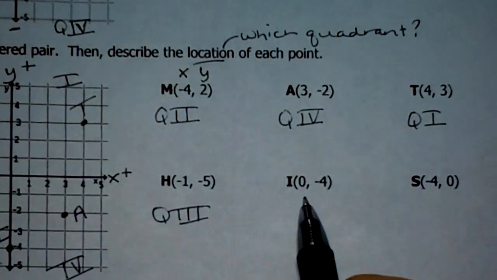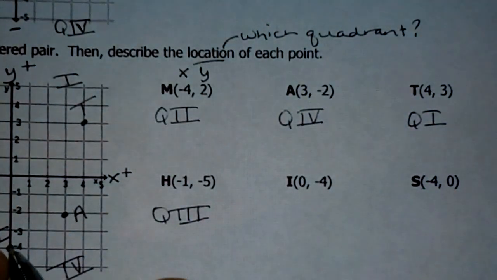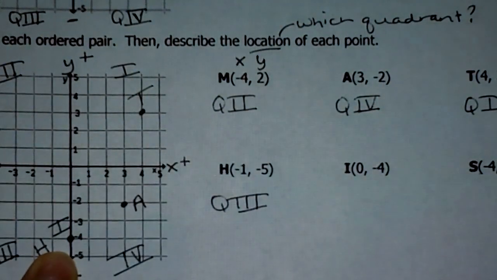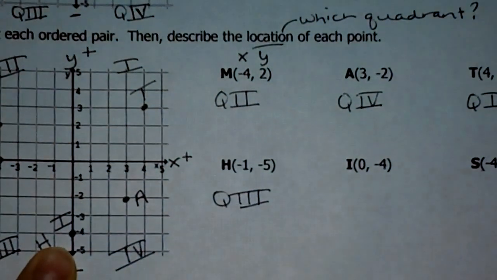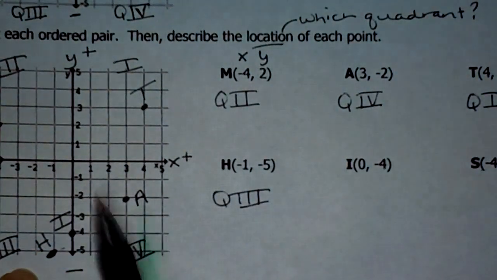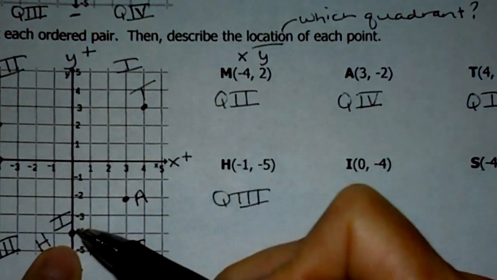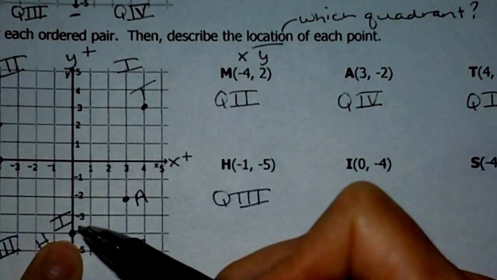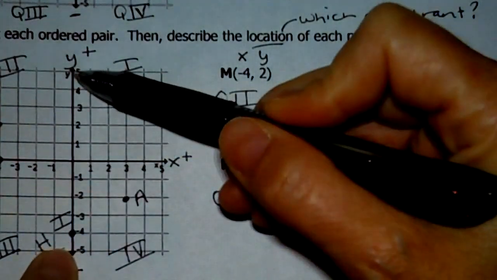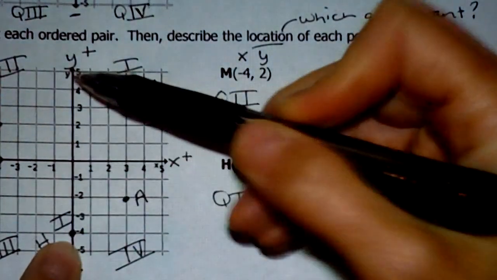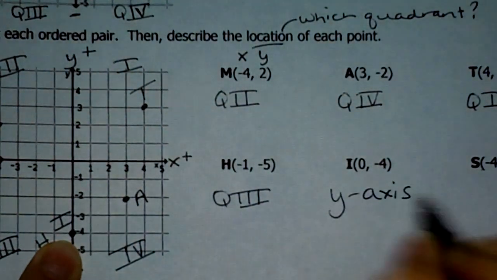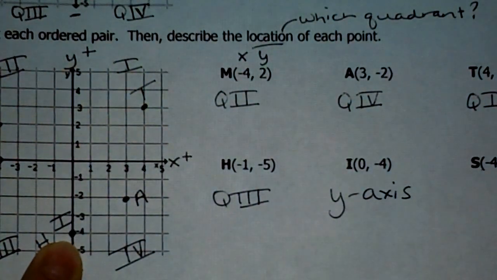Okay, letter I. Here's I. Is I in quadrant 3 or is it in quadrant 4? The answer is neither. It's not in a quadrant, right? It's not in here. It's right on the line. When it's right on the line, that means it's located on an axis. Which axis? Well, it's located on this vertical axis, which is called the y-axis. So the location of this would be on the y-axis.